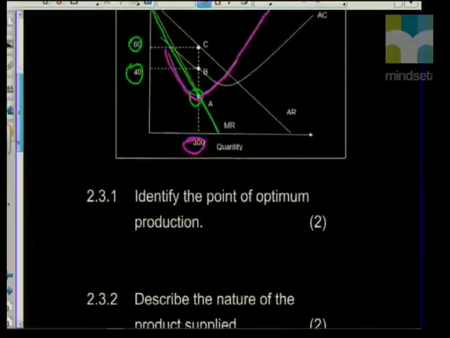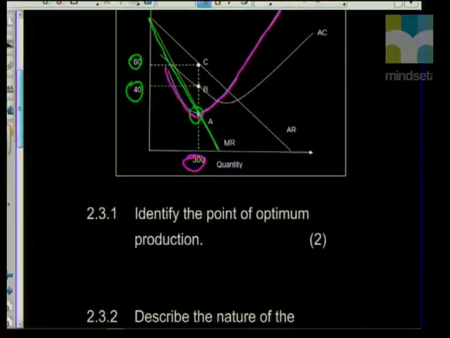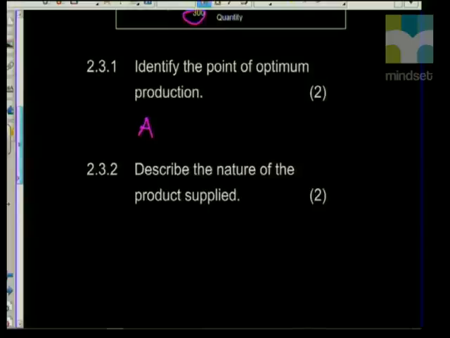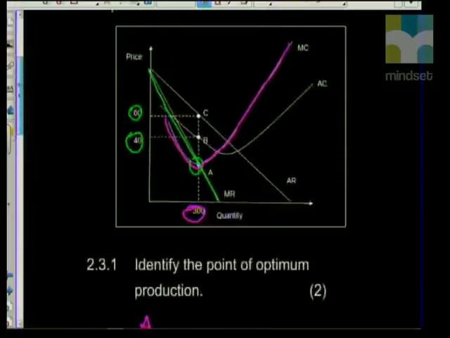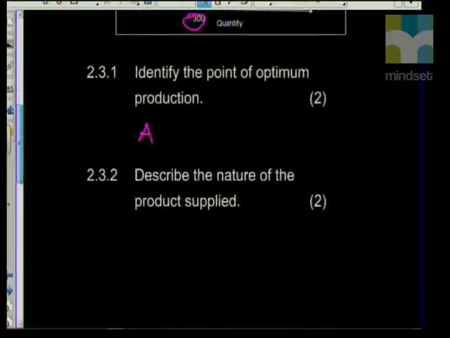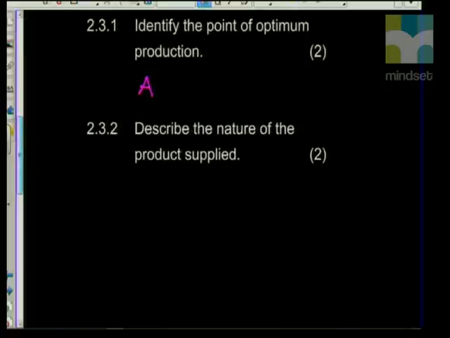Let's look at the questions. 2.3.1, identify the point of optimum production where marginal revenue equals marginal cost. So it would be point A. 2.3.2, describe the nature of the product supplied. Now when we go back to the graph, we see that this is the market demand for a product, and the market demand is regulated by the monopolist. So the product supplied by a monopolist will usually be a very unique product with very few or no substitutes.